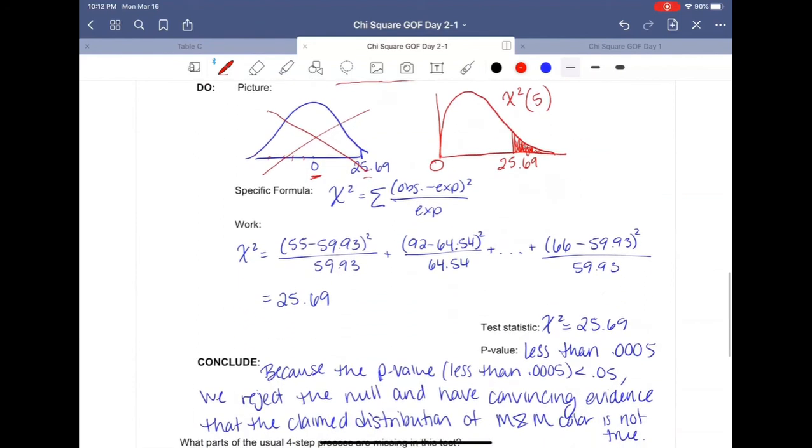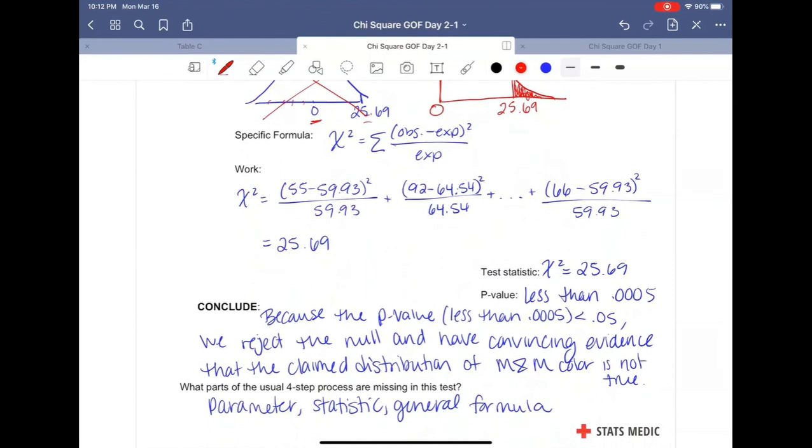All right, and then next I've got my specific formula. So that's chi-squared equals the sum of all of the observed minus expected squared over expected. When you're showing your work, I like to show the first two contributors at the beginning, and then just do a dot, dot, dot, and then show the last one, and then your final chi-squared value. So that is our test statistic and the p-value.